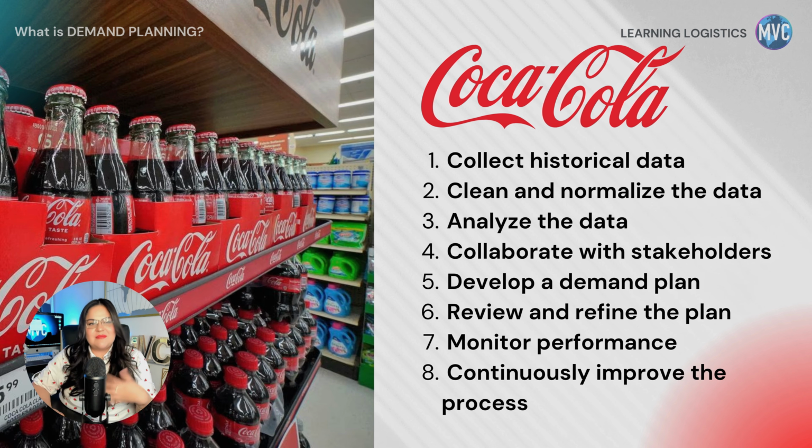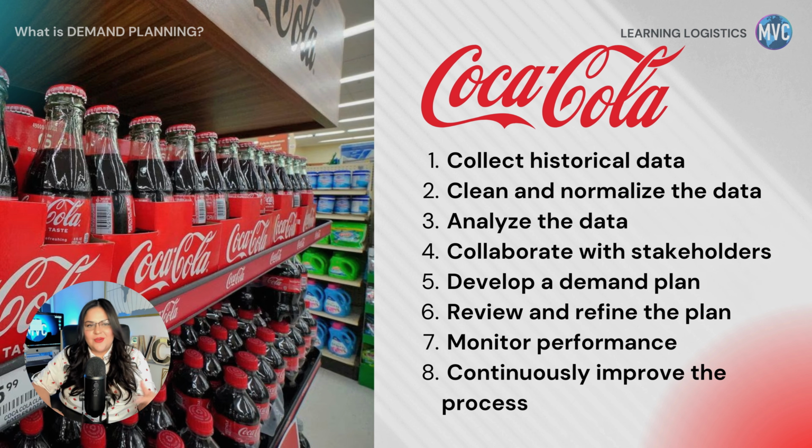And the last step is continuously improving the process. Coca-Cola's demand planning team continuously reviews and improves its demand planning process to ensure that it remains effective and efficient. This may involve implementing new tools or technologies, refining the forecasting models, or making other improvements as needed.